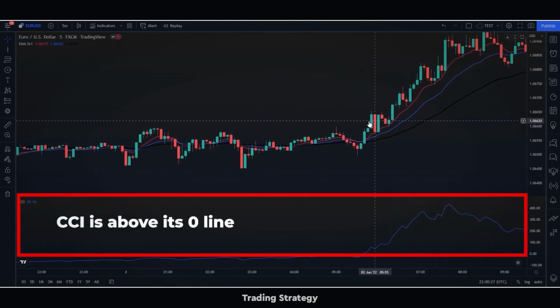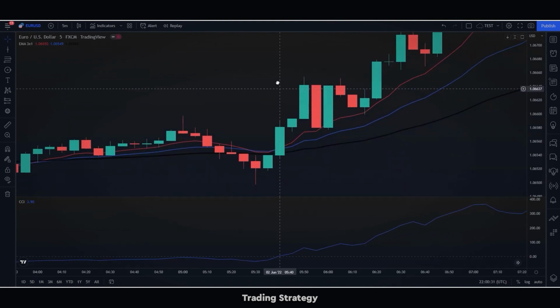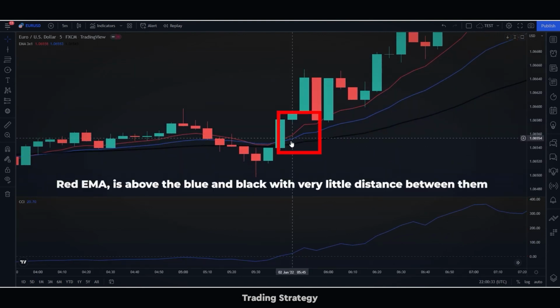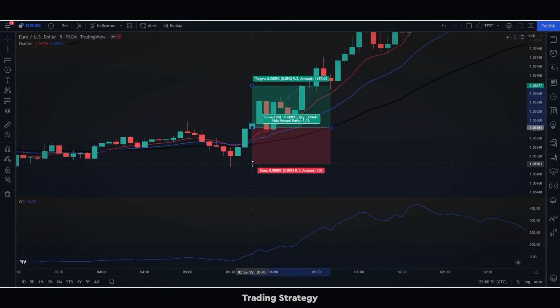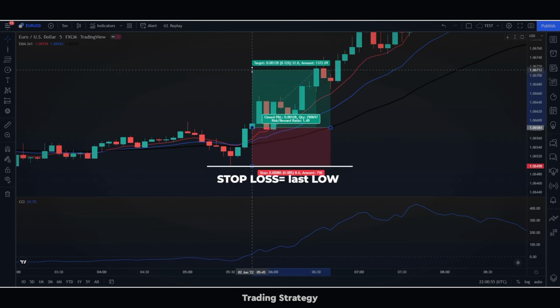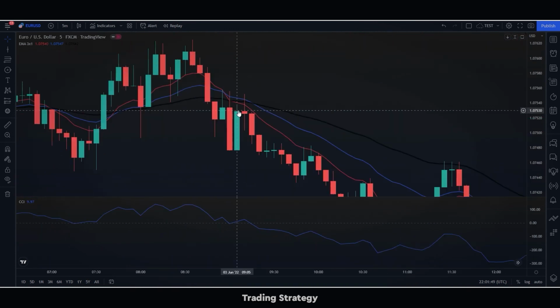We will carry out a buy operation when the CCI is above its zero line, and also the red EMA is above the blue and black with very little distance between them. That is, the red almost touching the blue. Also, the price must be above the 50 EMA. If this is fulfilled, we will perform the operation. We will place our stop loss below the last low, and our take profit in the support and resistance zones with a minimum risk-benefit ratio of 1:1.